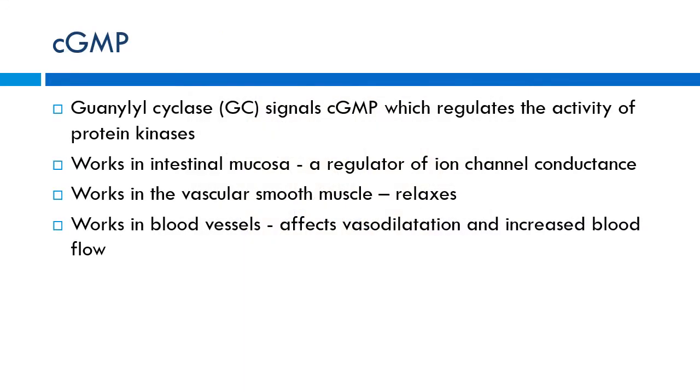So similar to adenyl cyclase forming cyclic AMP, you also have cyclic GMP, which gets formed from guanosine triphosphate, as we'll see. Basically, this is really good for helping to regulate things like ion channel conductance within the intestinal mucosa. This is very important especially for the vascular smooth muscle, right? So this is going to help us to relax the vascular smooth muscle. And what do you think that might cause?